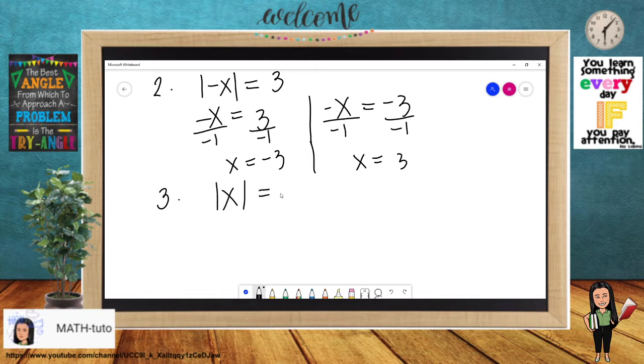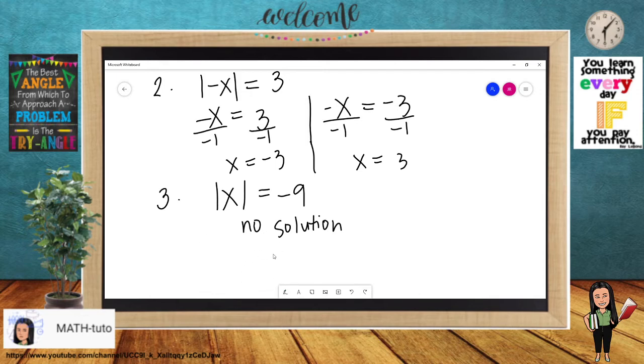Absolute value of x equal to negative 9. Okay, ito naman, this is an example wherein there is no solution. Because it is not possible for the absolute value of any number to be negative. Kasi nga, absolute value of a number is always positive because it denotes the distance. So, that is what we need to look at in our equation first. The absolute value should be positive.